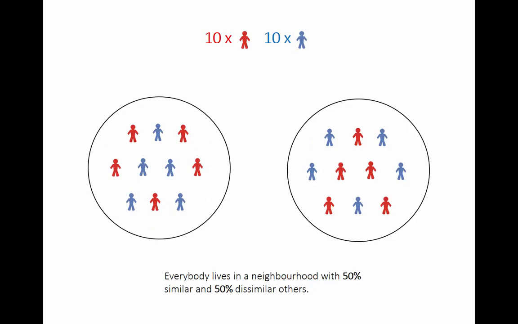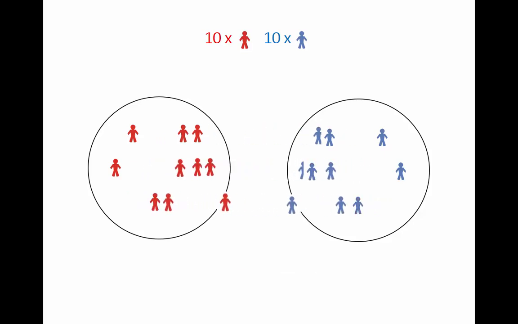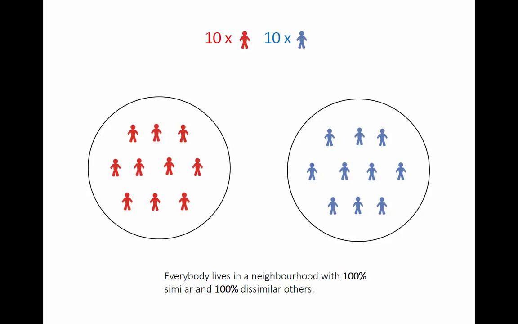You now have a little toy example. We have two different neighborhoods with reds and blues. There are as many reds and blues, and everybody lives in a neighborhood with 50% similar and 50% dissimilar others. Now when moves happen in a non-random way, in such a way that people go to places that are in line with what they want, or with the kind of people that live there, here we go. You see, I didn't change the composition of people. There are still 10 red individuals and 10 blue individuals, but now everybody lives in a highly segregated environment. Now everybody lives in a neighborhood with 100% similar and 0% dissimilar others.